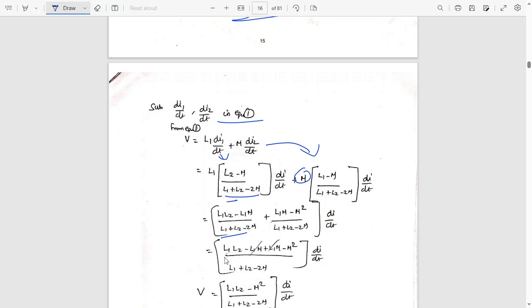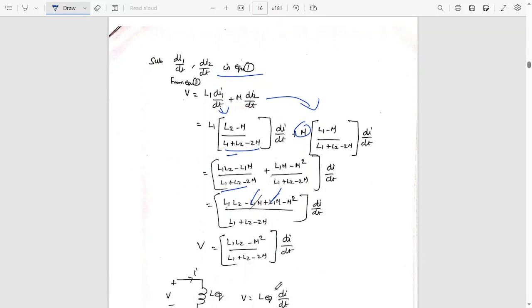Both the denominators are the same, so I will write L1 L2 minus L1 M plus L1 M minus M square. This L1 M and this L1 M will cancel. I will get L1 L2 minus M square by L1 plus L2 minus 2M times di by dt. This is what I will get for V.